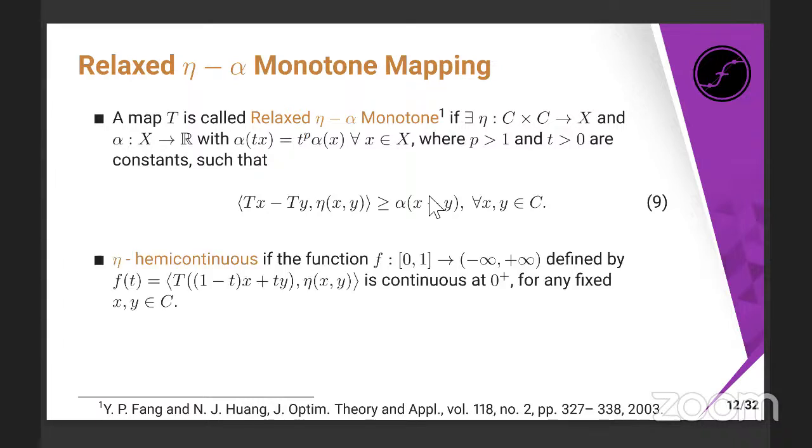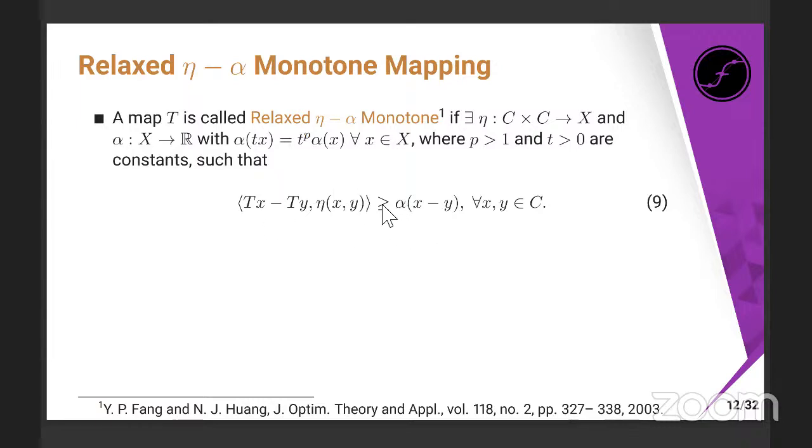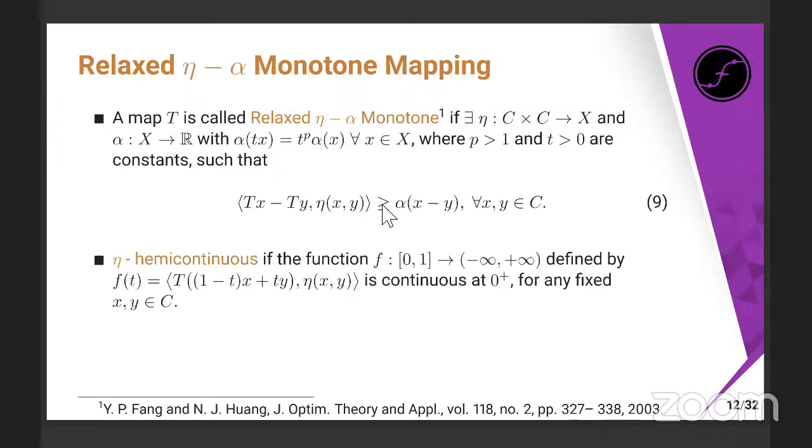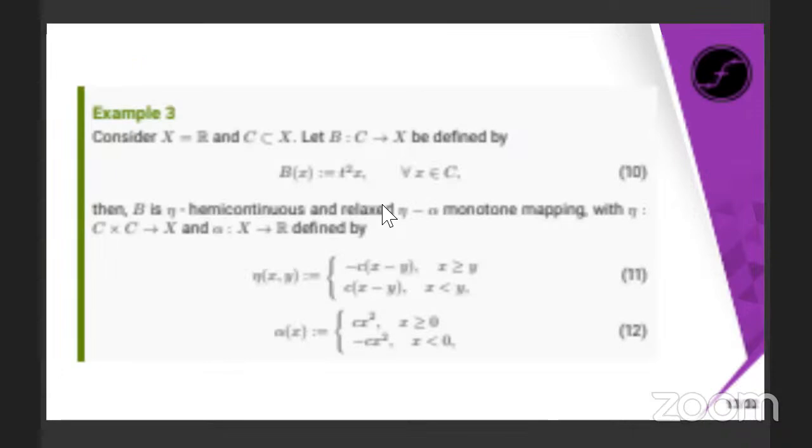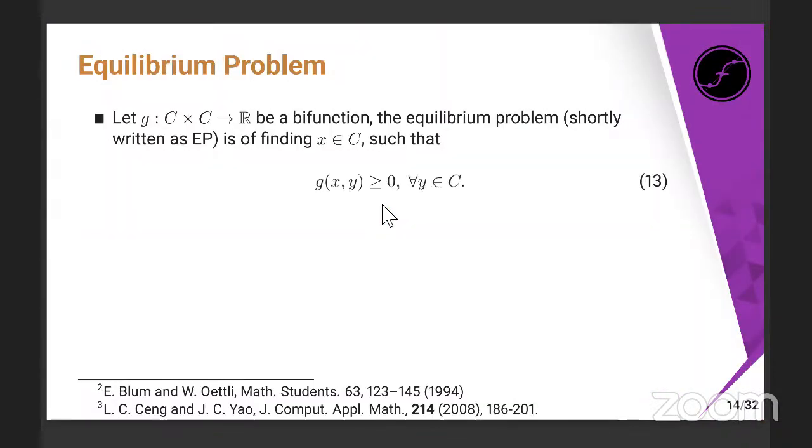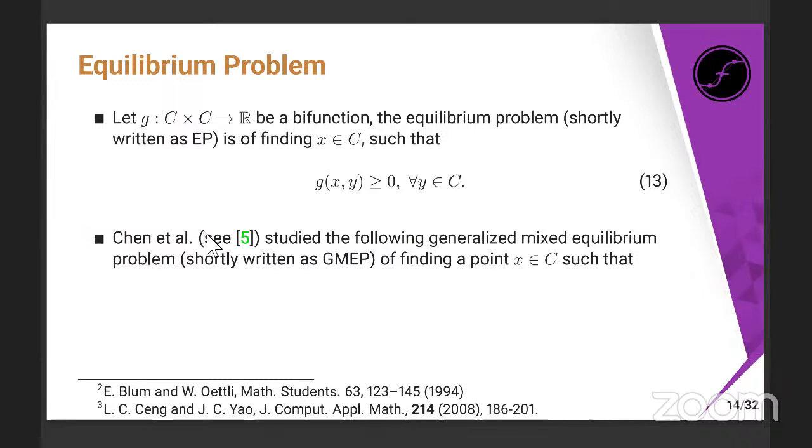And many authors have actually considered this problem in developing their iterative algorithms or methods of finding solutions to many problems. As we can see here, Cheng and his associates studied the problem of relaxed alpha eta monotone mapping in the study of the generalized mixed equilibrium problem given by this. They call it mixed equilibrium problem with relaxed eta alpha monotone mapping because of this part.